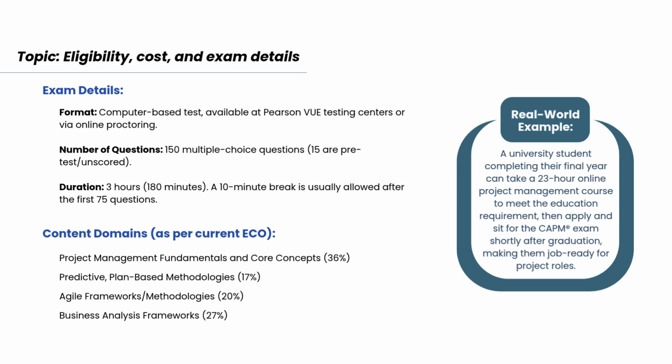Now let's look at the content domains as per the current exam content outline, ECO. 1. Project Management Fundamentals and Core Concepts, 36%. 2. Predictive, Plan-Based Methodologies, 17%. 3. Agile Frameworks and Methodologies, 20%. 4. Business Analysis Frameworks, 27%. These domains reflect the mix of traditional, agile, and hybrid approaches required in today's project environments.